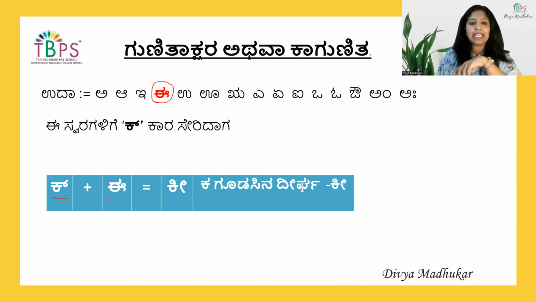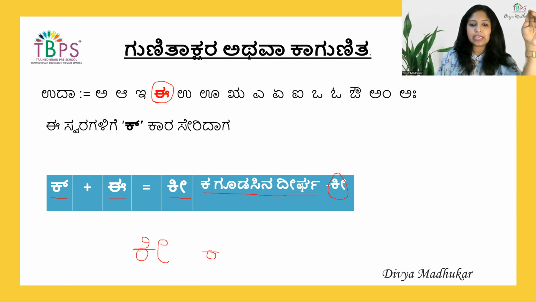K matte E is ki. See, there's a dheerga. K gudusina dheerga ki. So this is our Gunithakshara. Writing notation, children. So you have to write K gudusu and a dheerga to it. So that's how you write ki. K gudusina dheerga ki. Oh, wonderful.